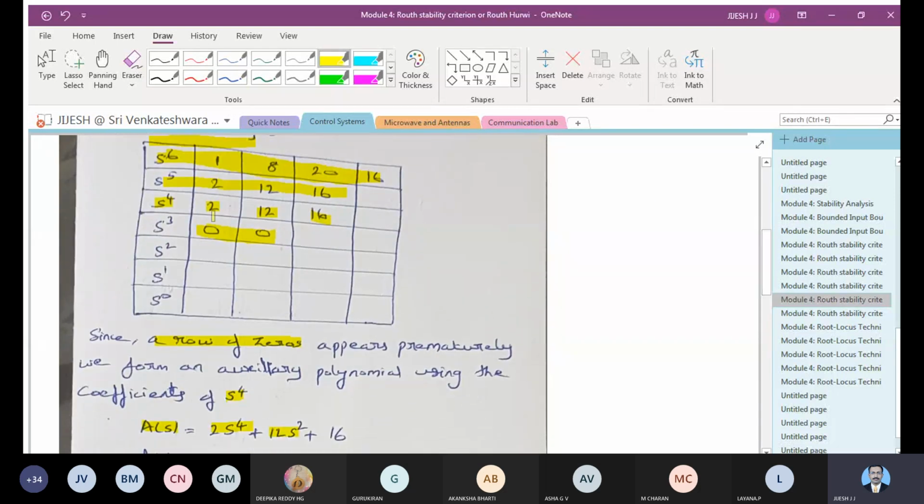So when you are writing the equation, since the entire row is 0, you take the coefficients just above that. You have 2, 12 and 16.